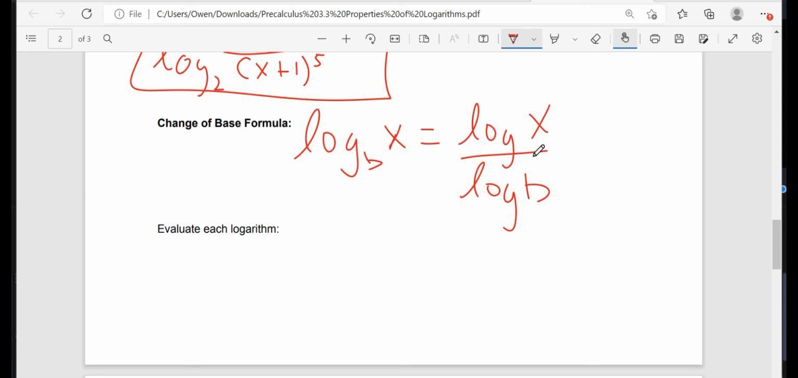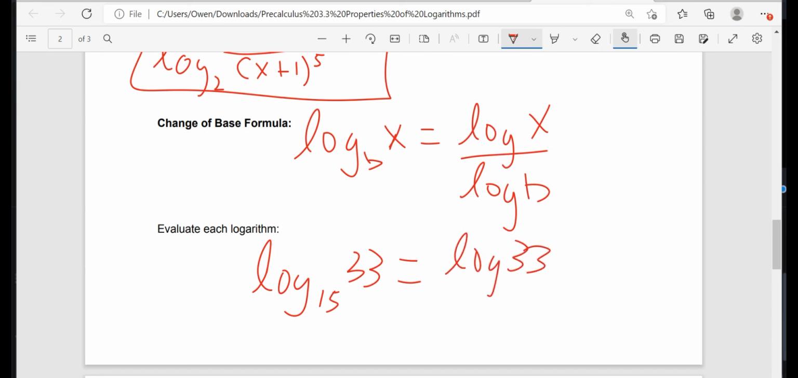So let's say we have log base 15 of 33, and so the big number goes up top, so log 33 divided by log of 15. Go ahead and punch it in your calculator, make sure that you're closing parentheses and all that good stuff. And you should get an output of 1.291. 3 decimal places is plenty.